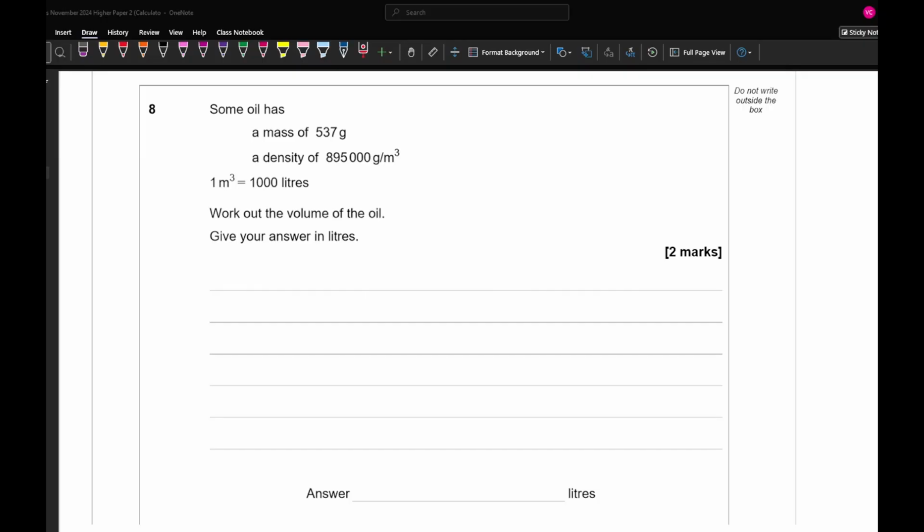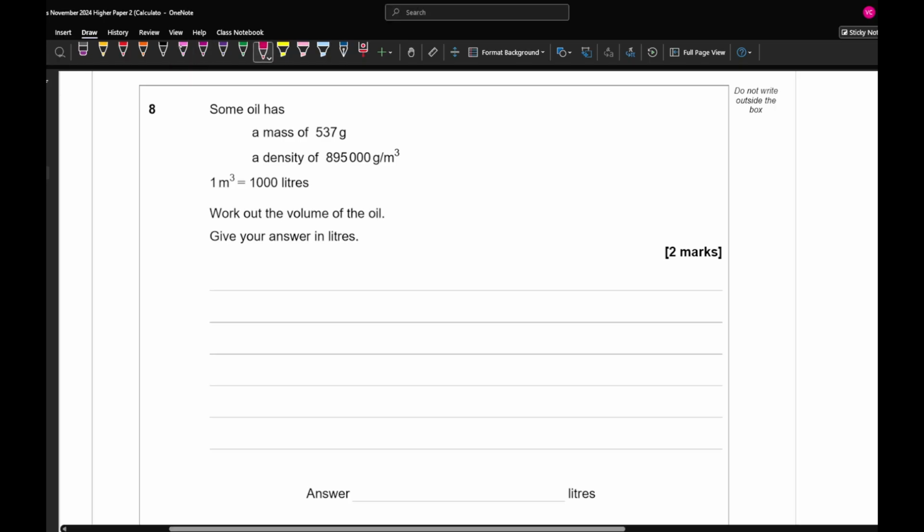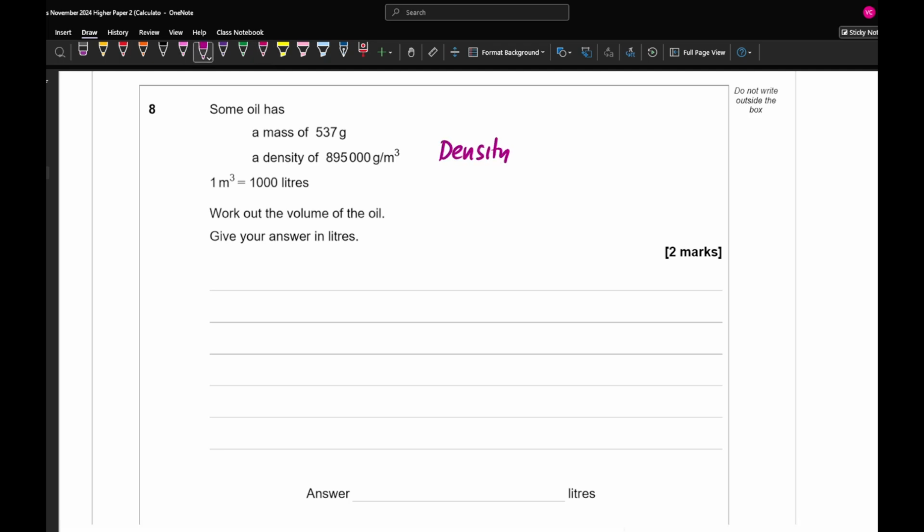So let's have a look at question 8. Question 8 says some oil has a mass of 537 grams and a density of 895,000 grams per cubic meter. If 1 cubic meter equals 1,000 litres, work out the volume of the oil, giving your answer in litres. So for this, what we need to establish is that density equals mass over volume, and that the volume is going to equal mass over density.